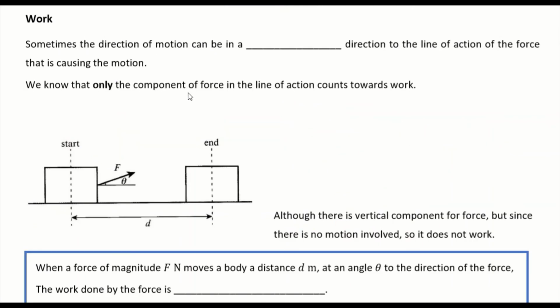Okay, for the second part of the notes, we are going to discuss the situation where the direction of the motion is in a different direction to the line of action, like the situation that I mentioned just now. For example, if you try to pull this object at a certain angle, this is your line of action, but the displacement that takes place is actually a horizontal component. So you will need to do some resolving here because they are not parallel. We know that only the component of force in the line of action counts towards the work done completely.